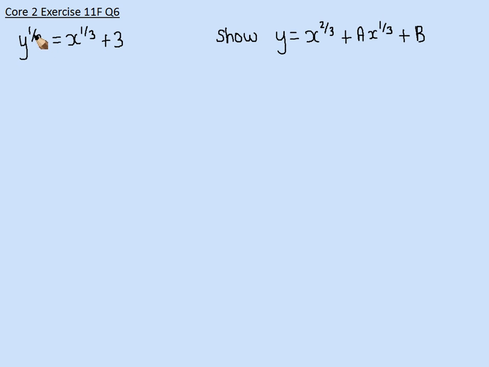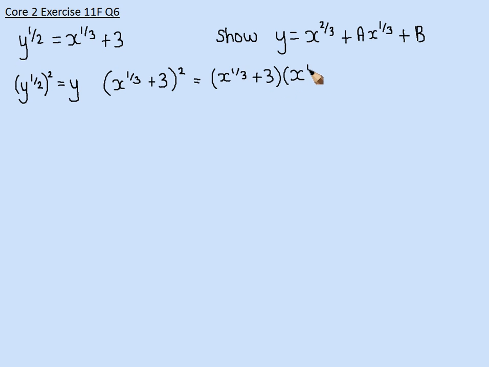Now the trick here is realising this is the square root of y. If we want to get y, we're going to have to square that to give us y. Now if we square one side of the equation, we've got to do the same to the other side. So we've got to square x to the third plus 3. We've got to remember that that is x to the third plus 3 multiplied by x to the third plus 3.